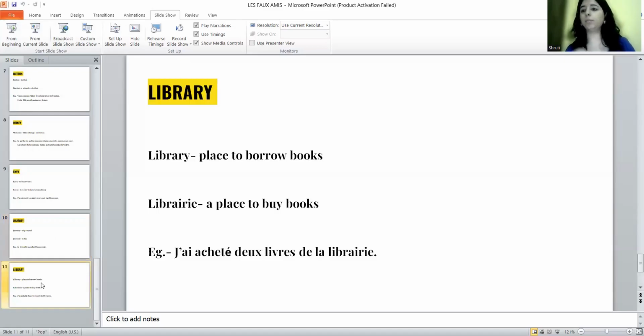And the last word that I'm going to talk to you about is library. So library means a place to borrow books, right? But in French, it's called librairie, which is actually a place to buy books. So this is completely different. So let's look at an example. J'ai acheté 2 livres de la librairie, which means I bought 2 books from the library, from the bookshop. So here, librairie is not library, but a bookshop.